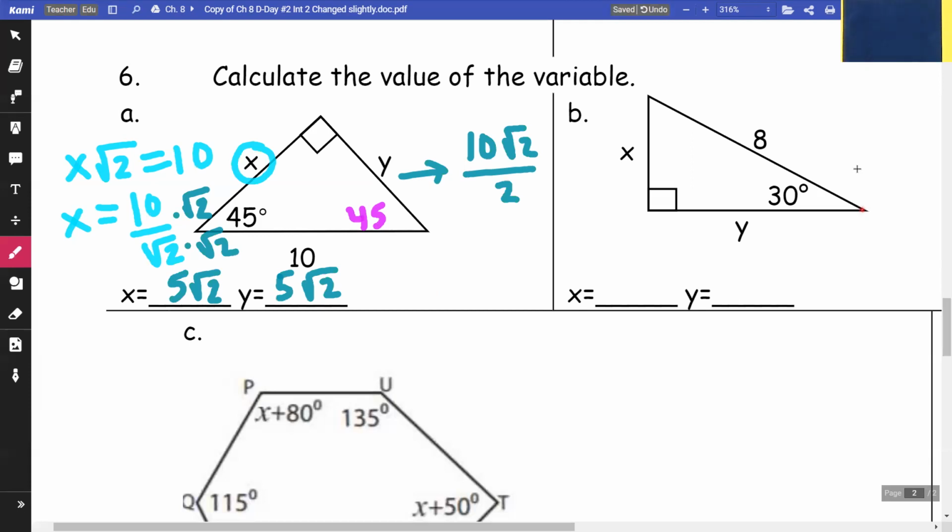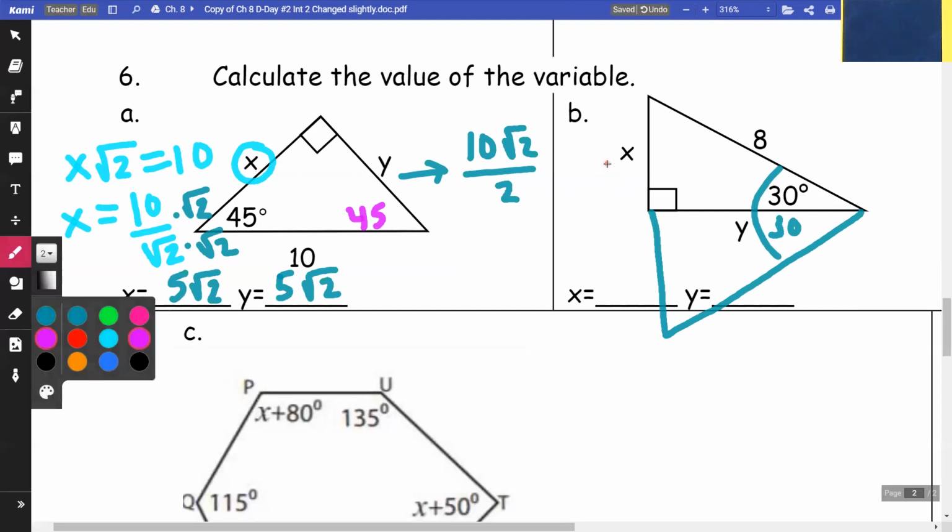On number 6, if this is a 30, the side opposite it is kind of like the building block. Another way to think about it is that if I was to reflect this across that line, I would get a 60. I would get an equilateral. So what that means is if this is 8, this would also be 8, and then all the way across would be 8, which means that half of that would be a 4.